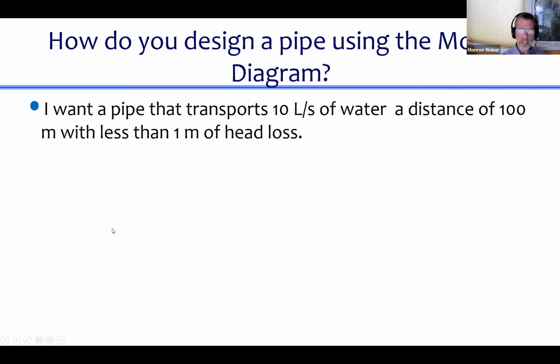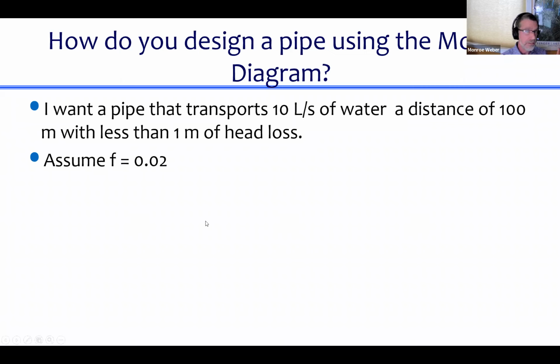So how do you design a pipe using the Moody diagram? Supposing I want a pipe that transports 10 liters per second of water over a distance of 100 meters, and I'd like to have less than 1 meter of head loss. So I want HF to be less than 1 meter, maybe HL. HL stands for all the head loss, HF is the friction, wall shear, major losses, and HE is expansions, minor losses. I want a pipe that transports this and has less than 1 meter of head loss. So what do I do next?